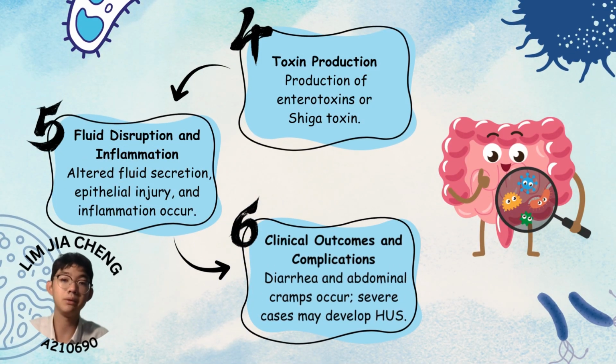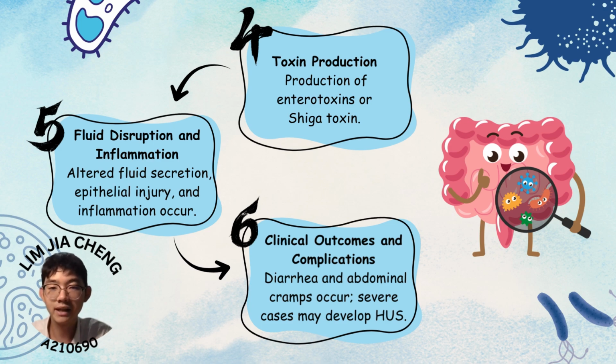Next, toxin production occurs. Pathogenic E. coli produce toxins such as enterotoxin and Shiga toxins, and these toxins are responsible for initiating disease by interfering with normal cellular functions. Fluid disruption and inflammation follow the toxin release. The enterotoxin disrupts ion transport in the intestinal cells, leading to excessive secretion of water and electrolytes into the intestinal lumen. At the same time, the Shiga toxin damages the intestinal epithelial cells and blood vessels, triggering an inflammatory response.